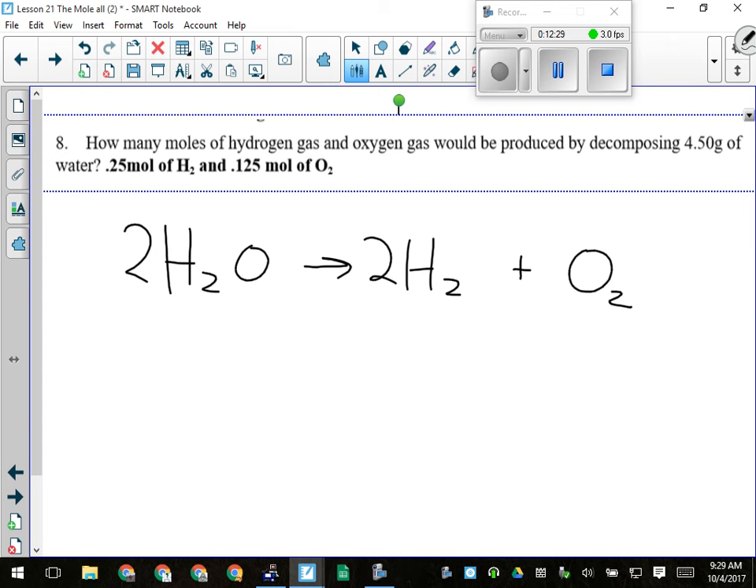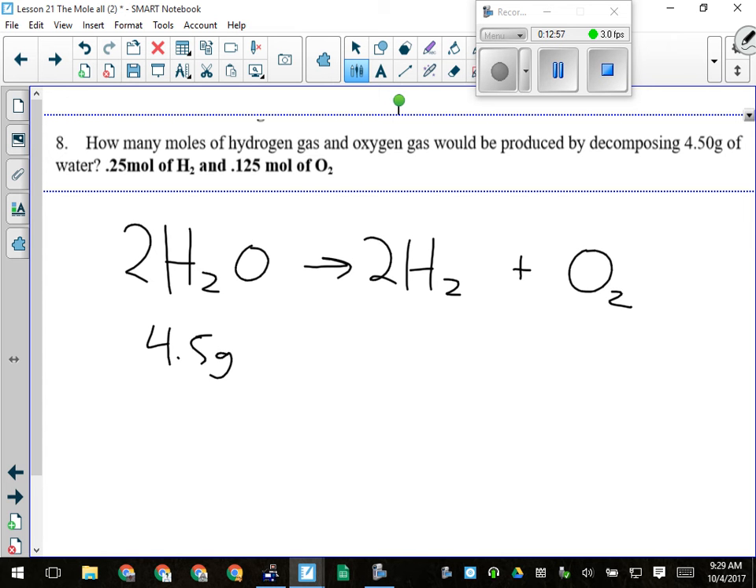We're told that there's 4.5 grams of water in this reaction. There's 4.5 grams of water. How many moles of water is that? Well, it's not necessarily 2 moles. This doesn't necessarily mean 2 moles. This means that there's twice as many moles of water as there are of oxygen on the other side.